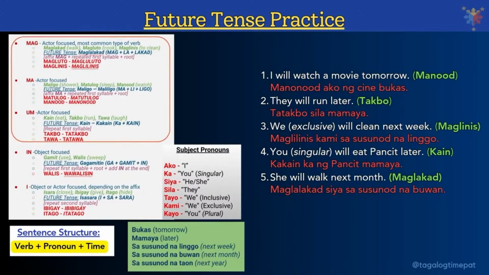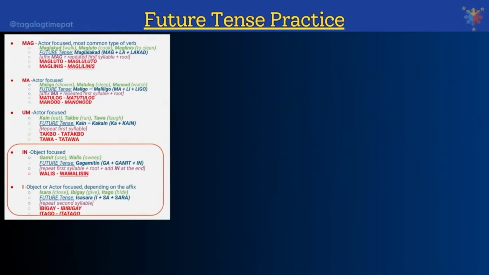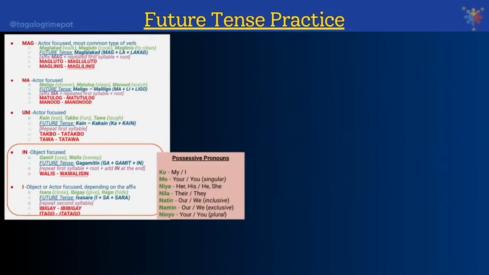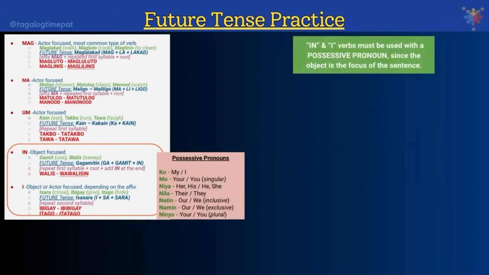Again, these examples focus on the mag, ma, and verbs. Since they are actor-focused, we can use subject pronouns. But if we want to use in or i verbs, we actually have to use possessive pronouns. Remember, when we are using object-focused verbs, we have to use a possessive pronoun because it's almost like the subject or the person is in possession of that object.